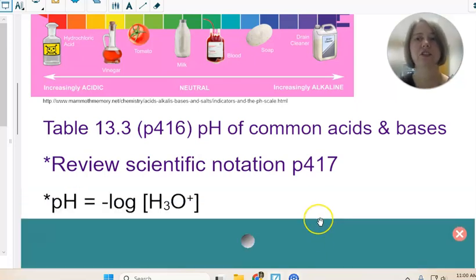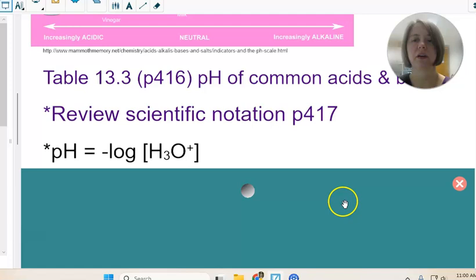Okay, so pH is not just how acidic or basic something is. It is technically the negative log of the hydronium concentration. So we're going to break that down just a little bit more.